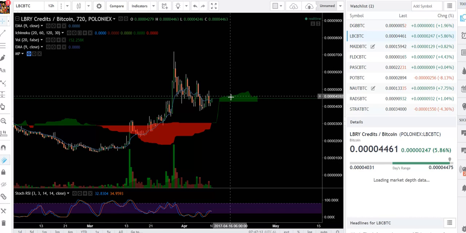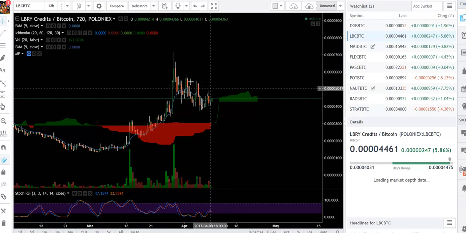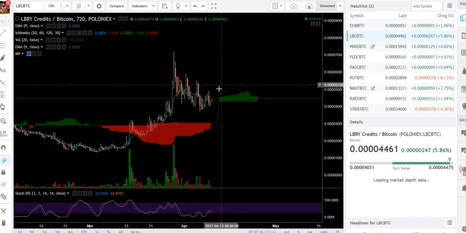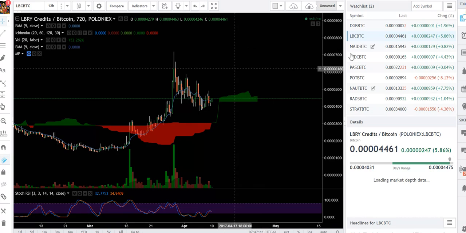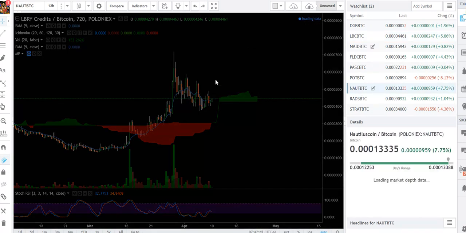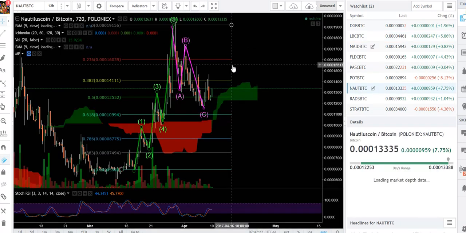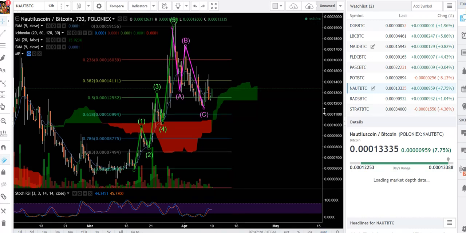The 12-hour cloud. Okay, so this thing's almost working its way up to where it's getting above its 6-hour cloud to where it would rest on the 12-hour and actually have support, and then boom, continue on. Let's see if Nautilus is doing the same. Yes. Okay, very much the same.